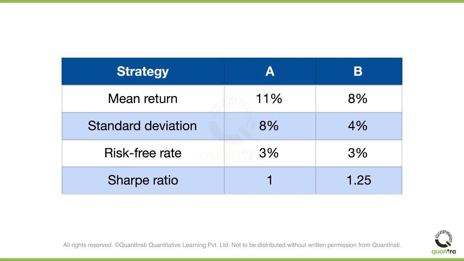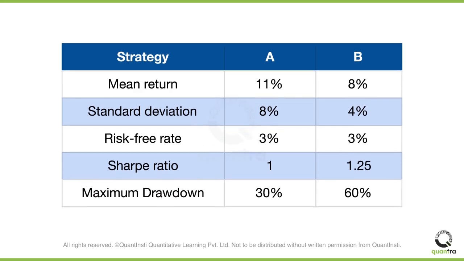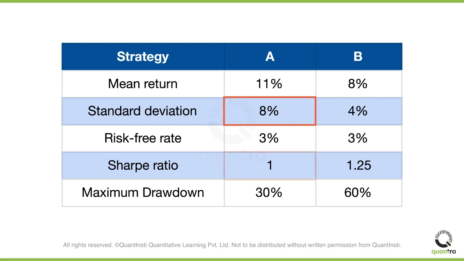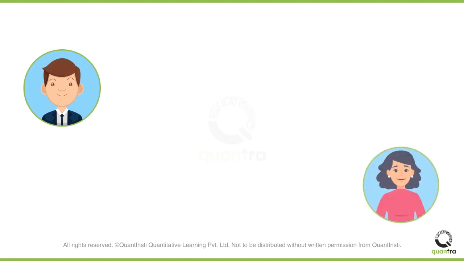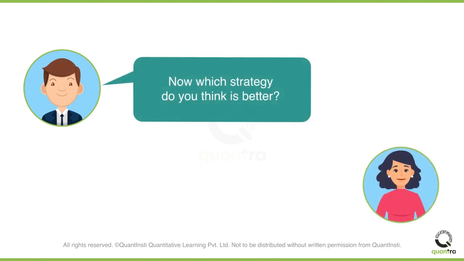It was observed that after the COVID-19 pandemic, the maximum drawdown of strategy A was 30%, and for strategy B, it was 60%. Strategy A is more volatile, and has a lower Sharpe ratio compared to strategy B. But strategy B has a higher chance of incurring a catastrophic loss, because strategy B's maximum drawdown is way higher than strategy A's. John now asks Sophie which strategy she thinks is better.